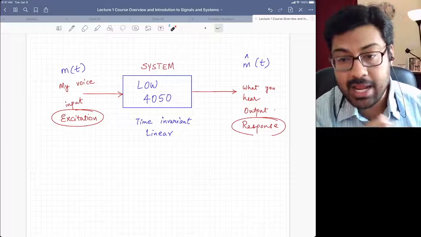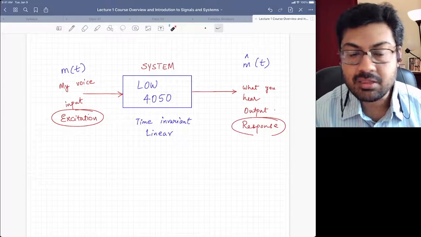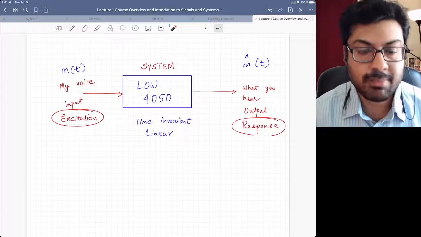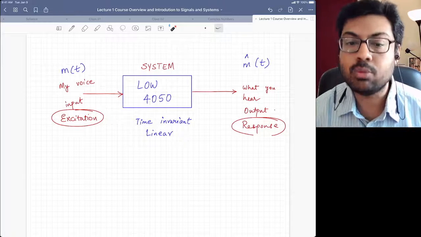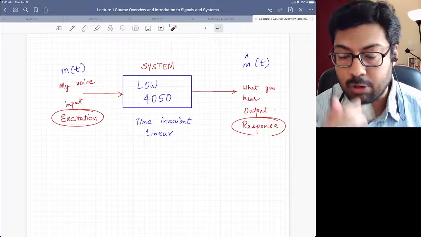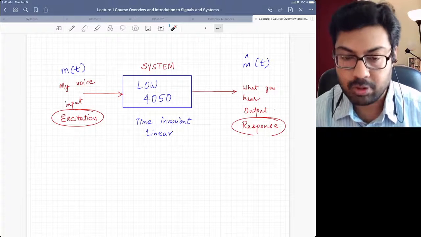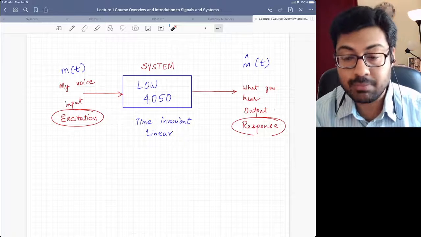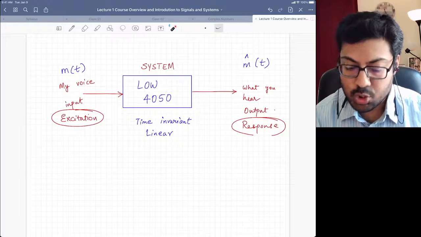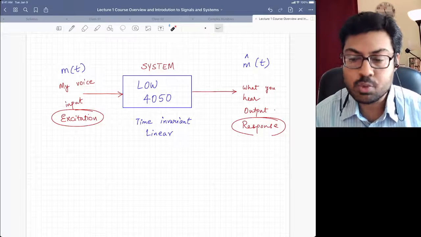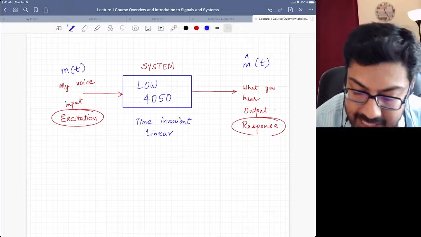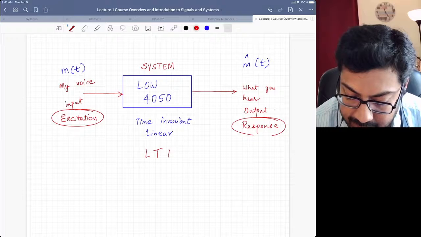If it is linear and it is time invariant, then you tell me the input and you tell me these characteristics about the system, and I can tell you what the output is going to be. I can predict the output. I can estimate the output without actually having to hear what you hear. I should be able to tell you, right? So you can do all of these cool experiments with signals and systems, provided it is a LTI system, linear and time invariant.